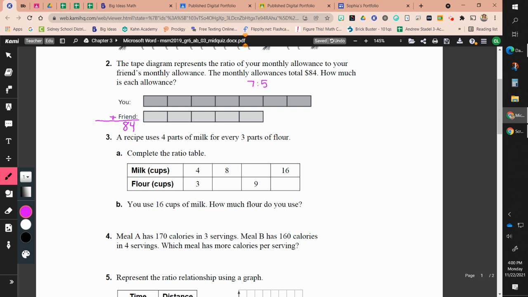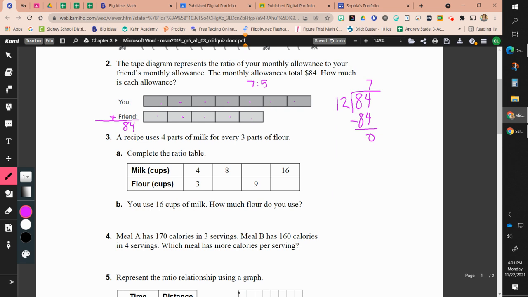And altogether, the number of rectangles you and your friend share in this tape diagram will add up to 7 plus 5, which is 12. So I know that I have to take 84 and divide it equally amongst all of these bins, right? To find out how much each of those bins is valued at. And I think, if my calculating is right, 12 times 7 is 84, okay?